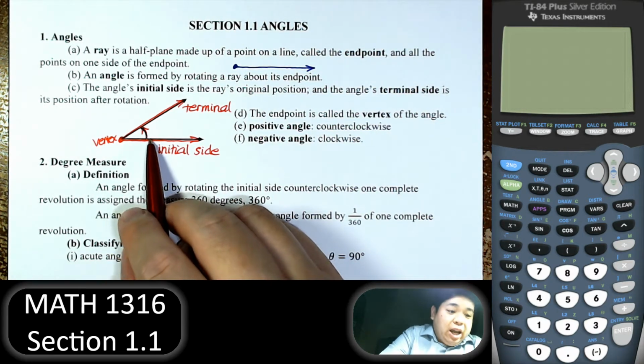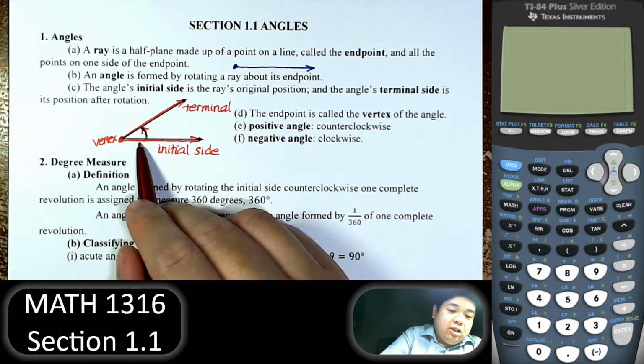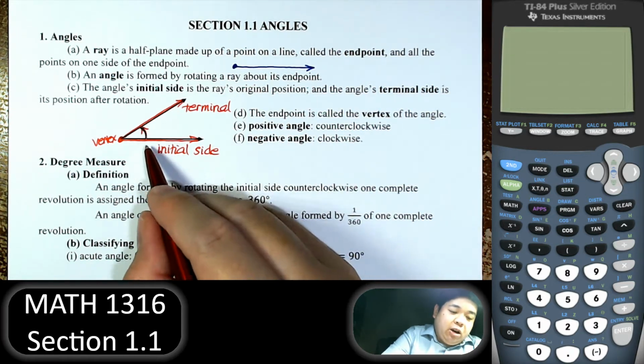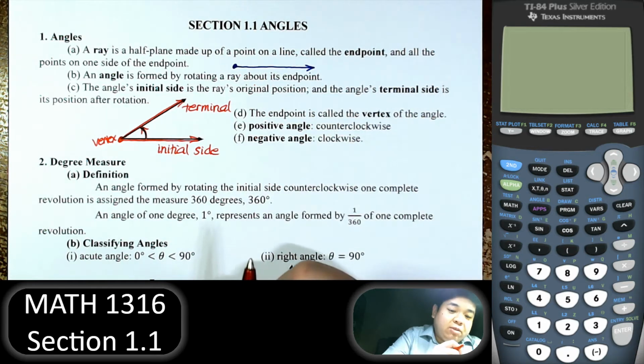If we rotate an angle counterclockwise, that is a positive angle. And if we rotate clockwise, it is negative, just by convention.